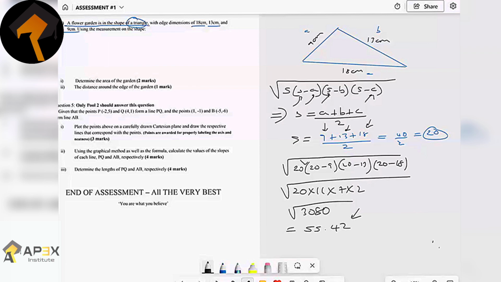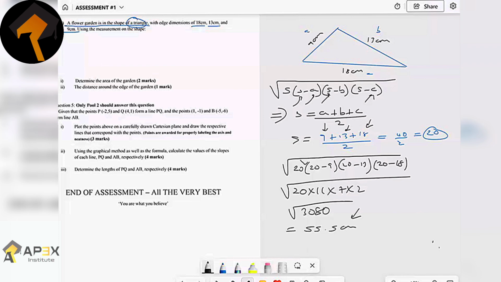55.5. That's what I got. Right? 55.5. Yeah. 55.5 centimeter. All right. So that's what we got for that question. So basically, don't worry about it being a garden. It's just a way of CSEC trying to convert the math problem into something more realistic and applicable.